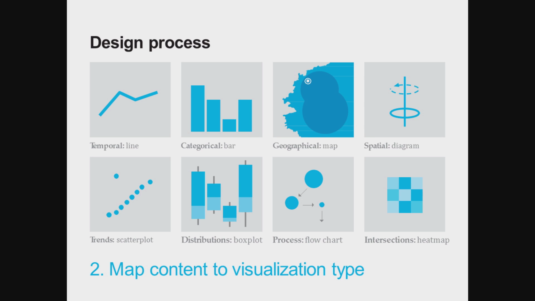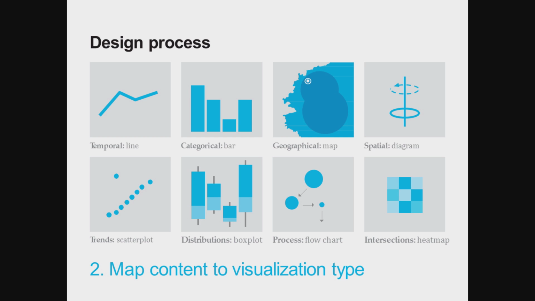So you take this, and then you map it to a visualization type. Some of this is quite intuitive, right? If you have data going over time, you're going to do some kind of line graph, probably. If you are comparing categories, a bar is the best way to go. Geography, obviously, a map. If you're trying to show anything spatial, a diagram is very helpful for comprehension. Trends, scatter plot. If you have distributions, box plots are good. A lot of people do bar charts when they should be doing box plots, that sort of thing. Flow charts, heat maps. There are many more visualization techniques, but I just thought I would give you a taste.